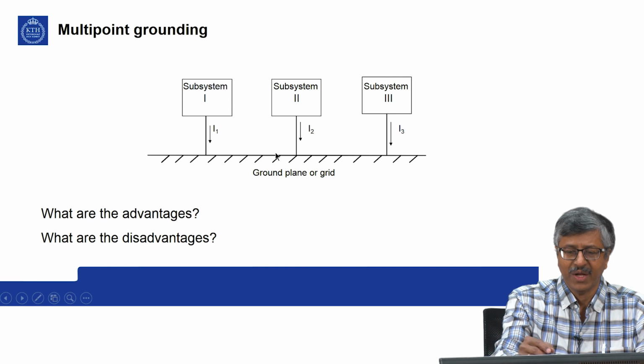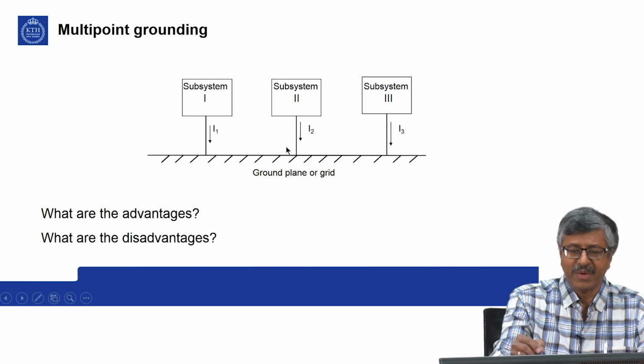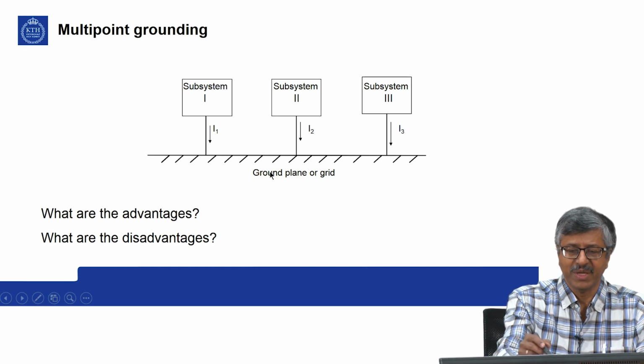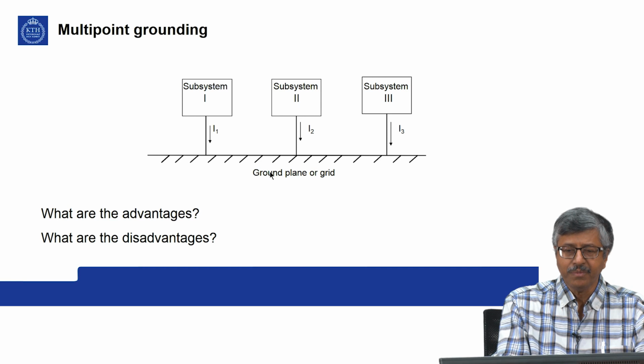So, all the currents are going directly to the ground points, and you do not form any common impedance path between these currents, because there are so many paths they can follow, not a single path. So, the advantage is that you avoid many of the radiated interference problems from long leads, and common impedance coupling can be avoided.